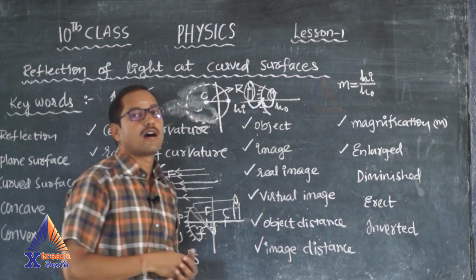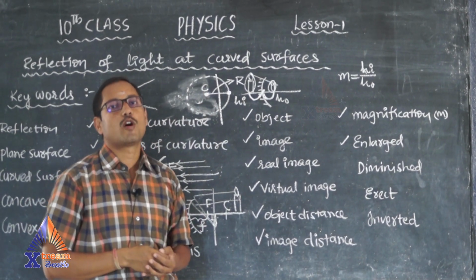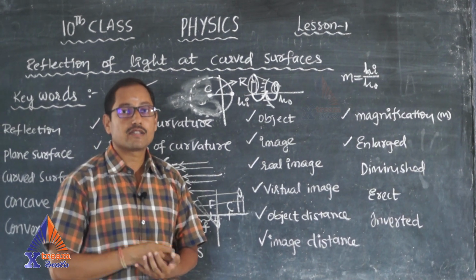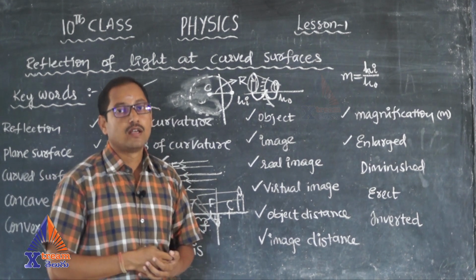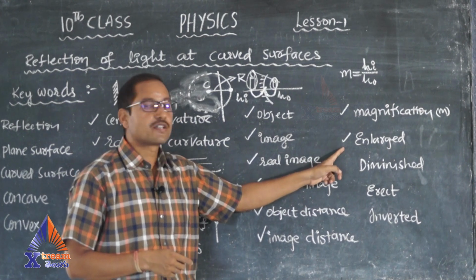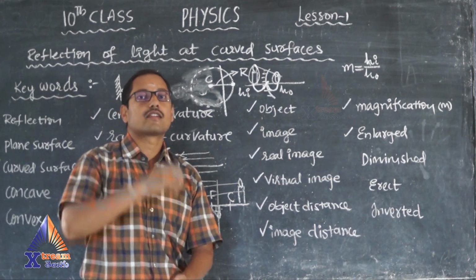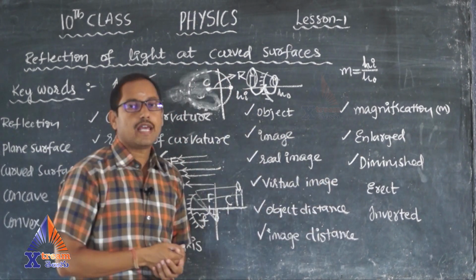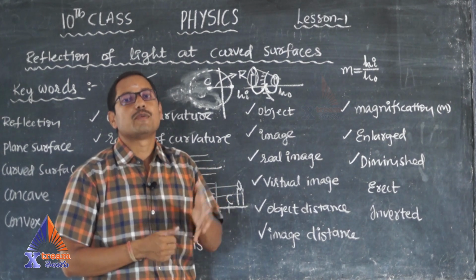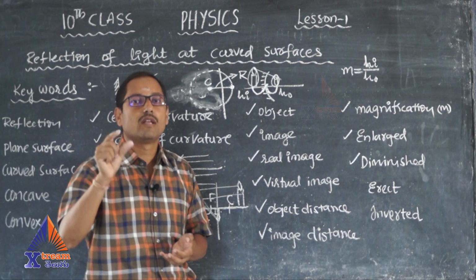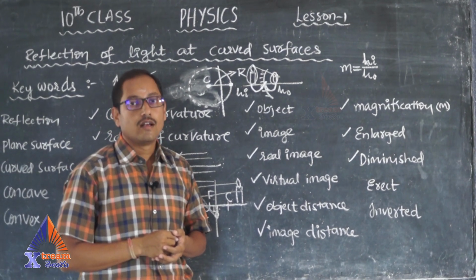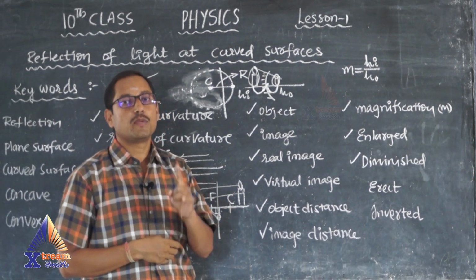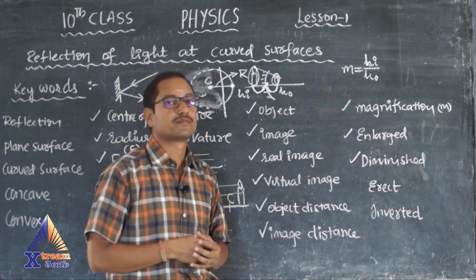Now, what is the meaning of enlarged? Say size of object is 2 centimeters, but image is 4 centimeters. That means image is bigger than the object. In such case, we say the image is enlarged, means became larger than the object in height. Diminished. Say object is 5 centimeters in height and image formed is only 1 centimeter. Then the image is said to be smaller than the object. In such case, image is said to be diminished.